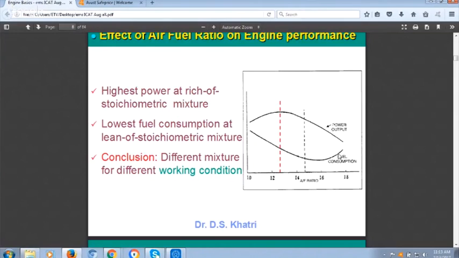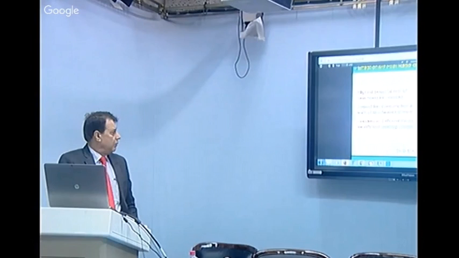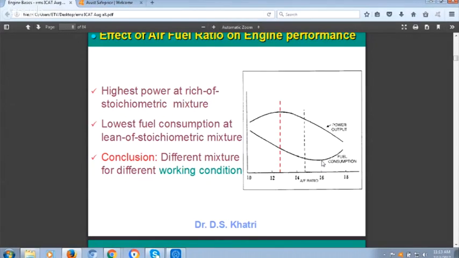You have to tune your car or bike where you get the lowest fuel consumption. So here you are getting the minimum fuel consumption. The minimum fuel consumption point is at 16 and the power point is at 12.5.